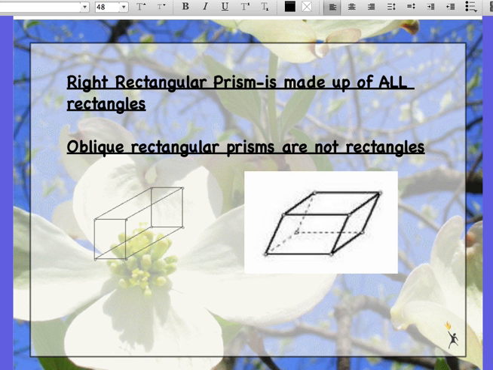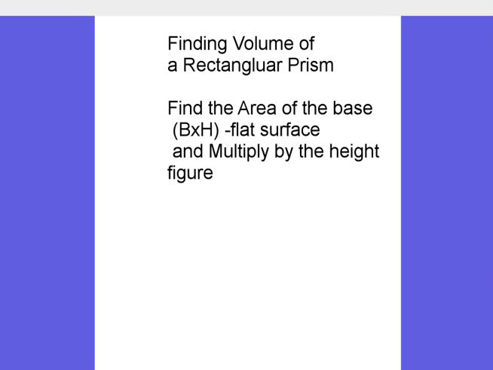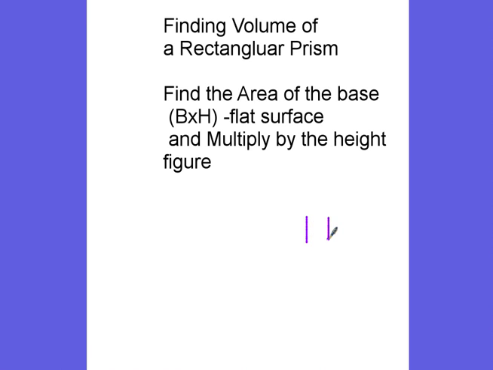If we go back to this, we had to do 4 times 3, the base times the height of just this flat surface, and then we had to multiply by the height of how tall the figure is, which was 6. That is all that today's lesson is on. If you follow these rules, you will be successful in today's lesson.